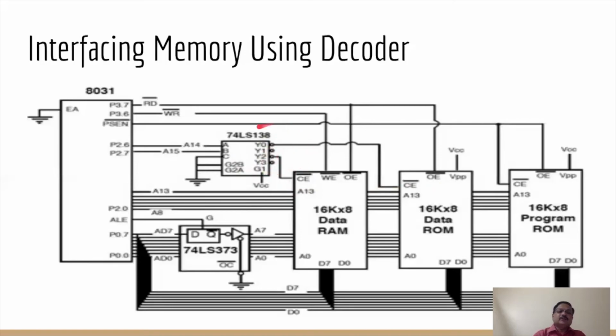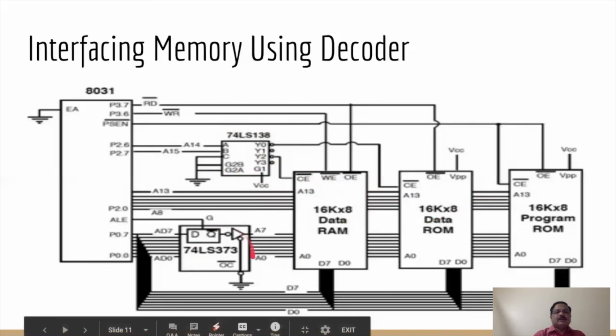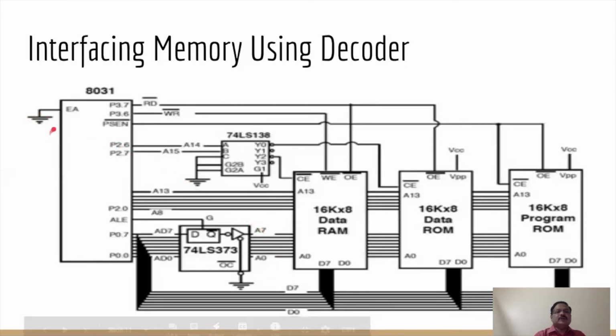So that is how this 74LS138 decoder is used for address decoding logic to select the chip, and here again the octal latch is used for demultiplexing purpose, separating the lower order address and data lines. The EA bar signal is again shown connected to ground. Though it is shown as 8031, 8031 and 8051 are both similar microcontroller chips.